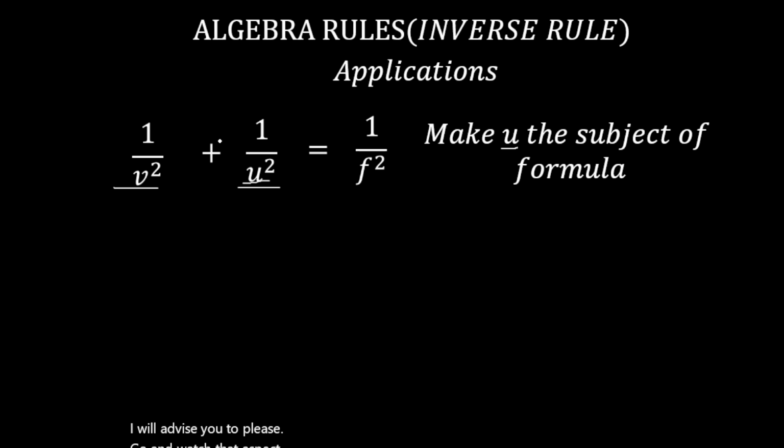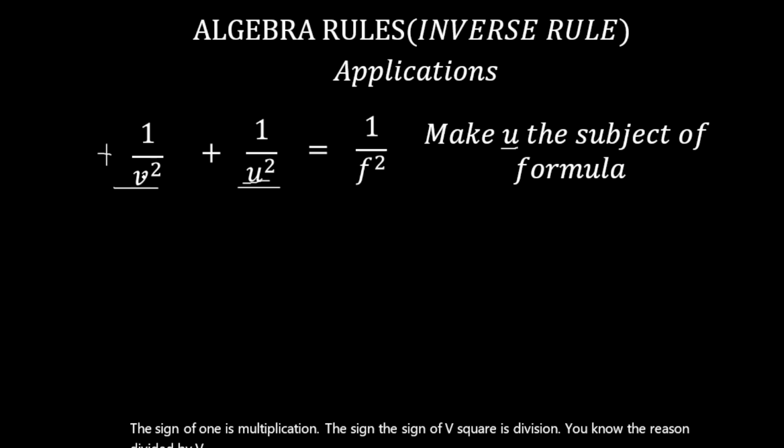Now, let's say this number here. This number consists of 2 digits, 1 as well as v squared. All together, the sign they possess is addition with respect to this one. But if we look at this number in isolation, the sign of 1 is multiplication. The sign of v squared is division. You know the reason. Divided by v squared. The sign comes before its number.